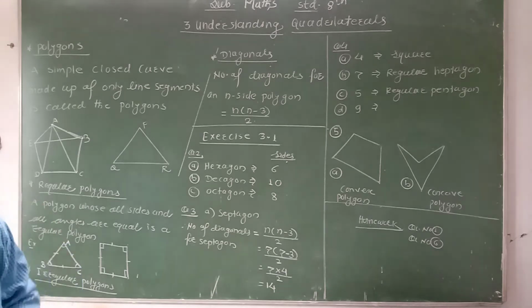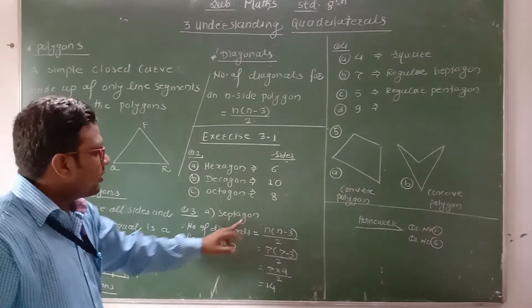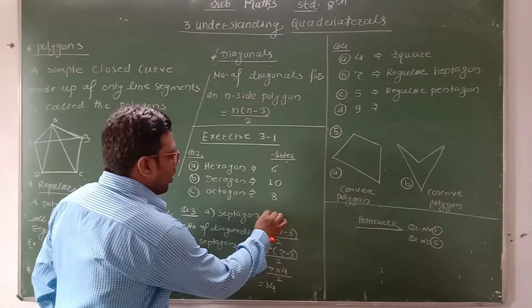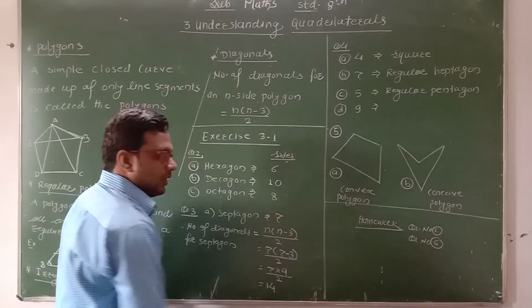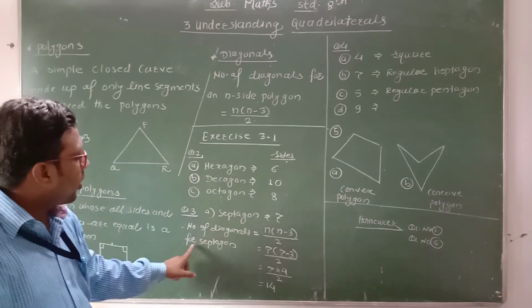Names of the polygons are given. Here we have to find out the number of diagonals for this polygon. Septagon. Now septagon, this is the polygon of how many sides? 7 sides. The value of n is equal to what? 7 here. Number of diagonals for the septagon.